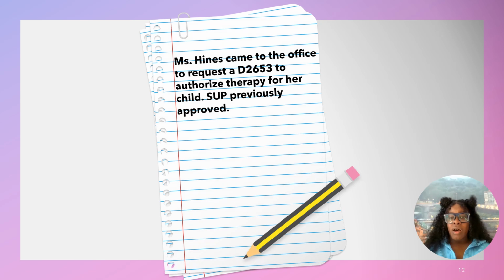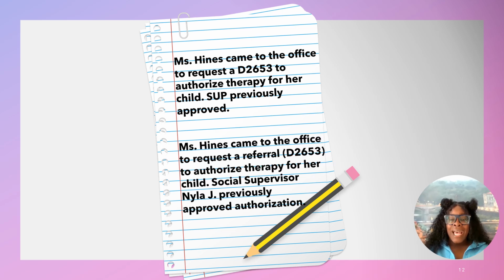"Ms. Hines came to the office to request a D-2653 to authorize therapy for her child. SUP previously approved." Anybody know what a D-2653 is or what a SUP is? Let's look at this journal written in a different way. "Ms. Hines came to the office to request a referral, D-2653, to authorize therapy for her child. Social supervisor Nyla J. previously approved the authorization." That's a little bit easier to read, right?